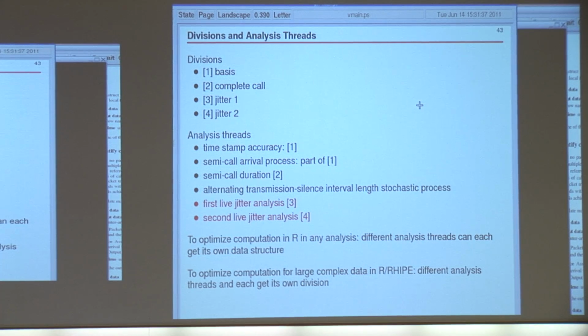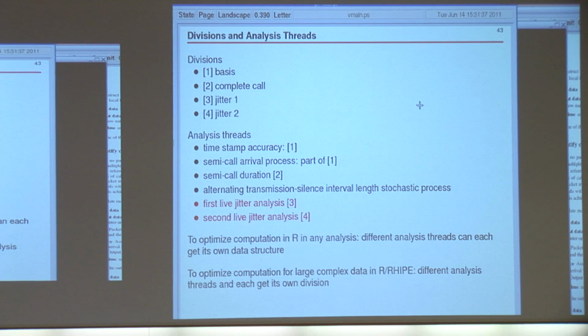Then there's a thing we call a complete call division. I'm not going to talk about the details of these, but there was another thing, a complete call division. It repeated many of the calls in the original basis division, and we actually used the basis division in analysis. That analysis was going on at the same time as analysis using the complete call division. So instead of just subsetting calls from the basis division that we wanted for the complete call division, we just created a whole new division.